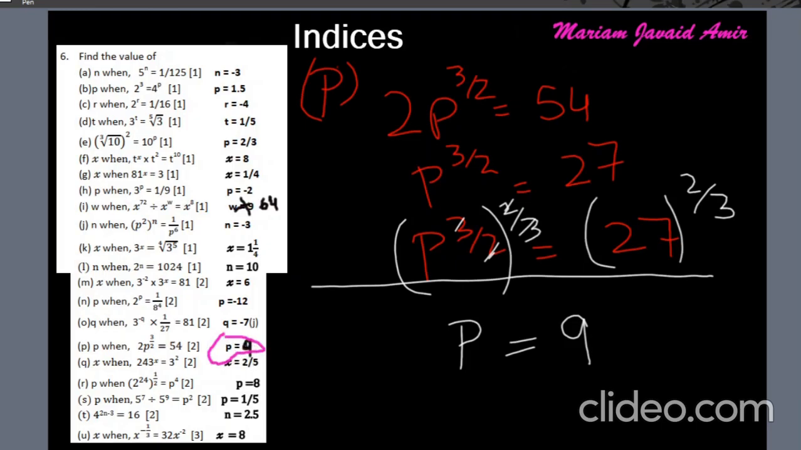Alright, no, the answer should be 9, and you can check that by simply substituting 9 over here in your calculators, and you should get 54, which you will. So 9 is the right answer. Part Q.